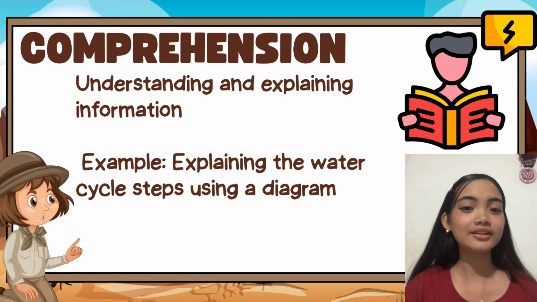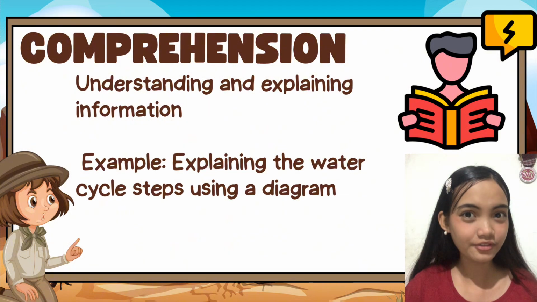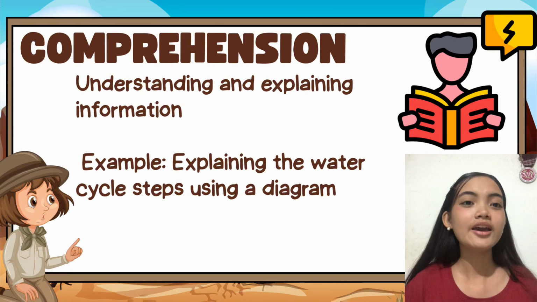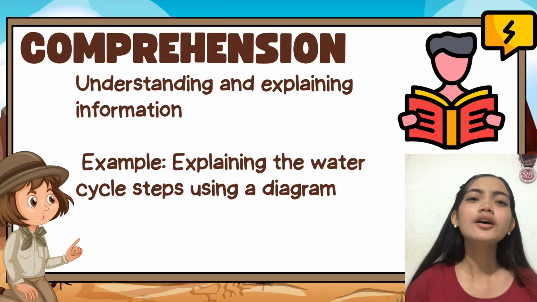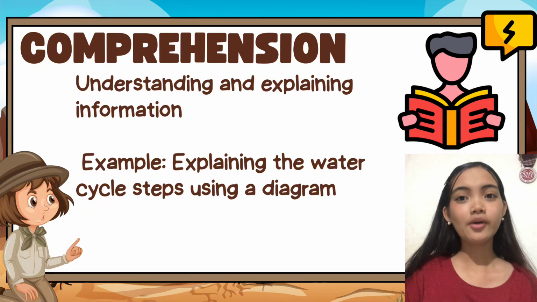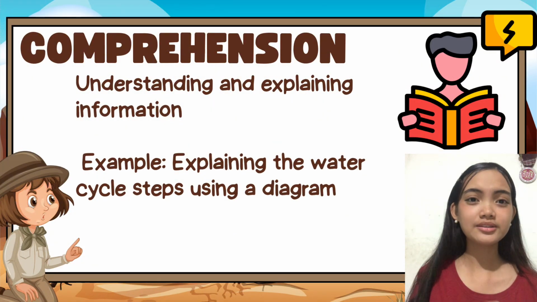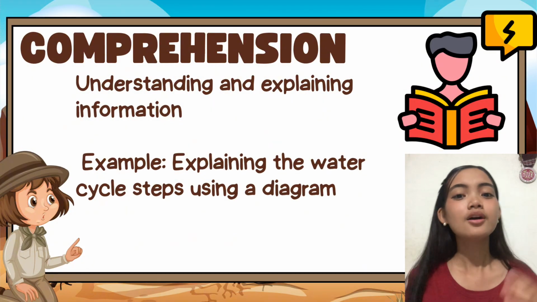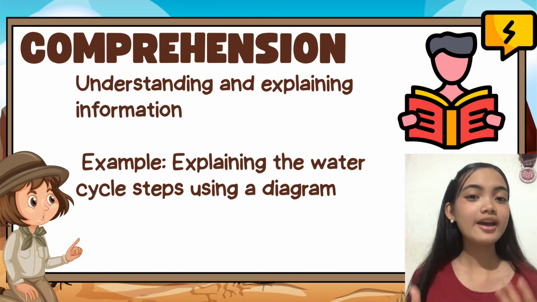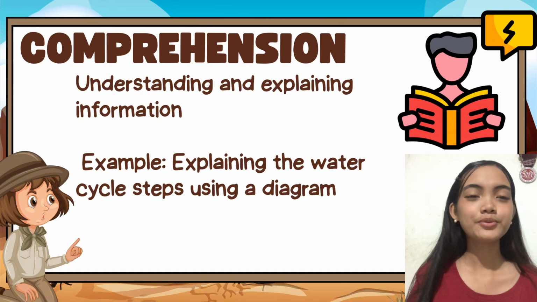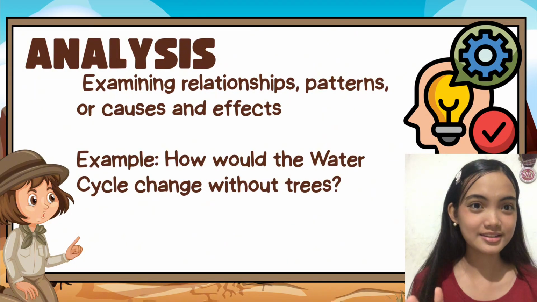The second level is comprehension. This involves understanding of the concept and explaining it in one's own words. For example, students can look at a diagram of the water cycle and describe how water evaporates, condenses into clouds, falls as precipitation, and then collects in oceans and rivers. Next slide. Okay. The third level is analysis.